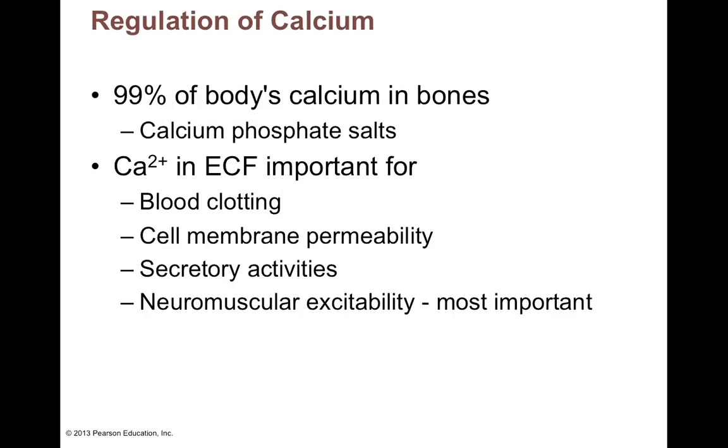So calcium is another important ion in our body. And what we find, you guys, is that this is important for bone structure. In fact, 99% of your calcium is in your bones. And we know that there's actually hormones that can help us store calcium and release calcium when it's needed. But calcium is also important for things like blood clotting. It's involved with secretion in your cells.